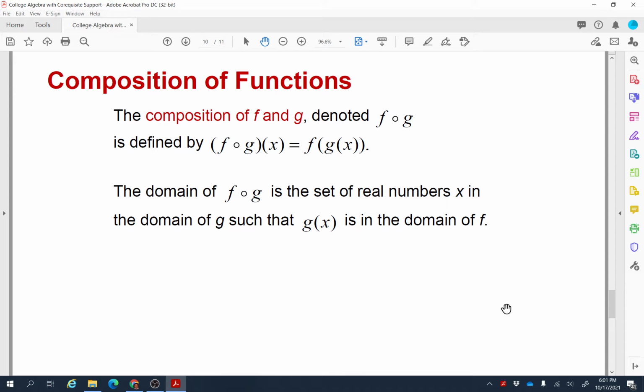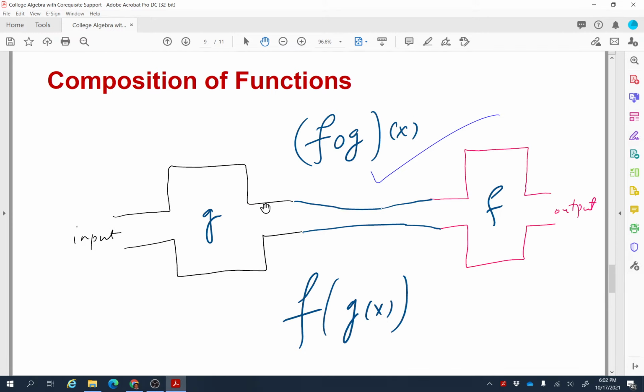Okay, so what is the definition? The composition of f and g, denoted by f composite g, is defined by the value of the function at g of x. And now if you are interested to find the domain of composition, it is the set of real numbers x in the domain of g, such that g of x is in the domain of f. So the meaning is, you have to make sure that whatever you are getting as output from the first function can be taken as the input for the second function.